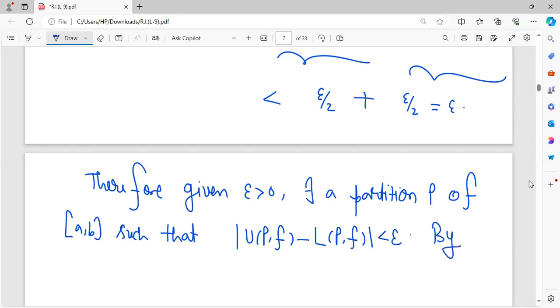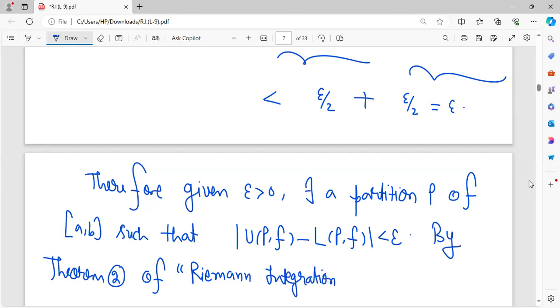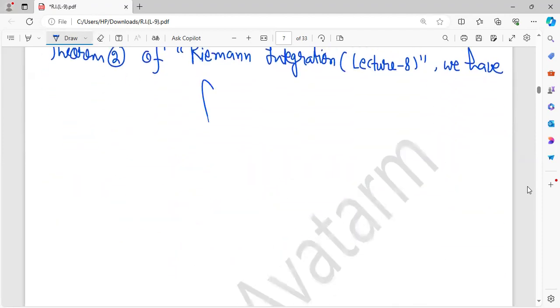Now by Theorem 2 of Riemann integration, lecture 8, we have f is Riemann integrable, f belongs to R. Okay, so this result is also proved.